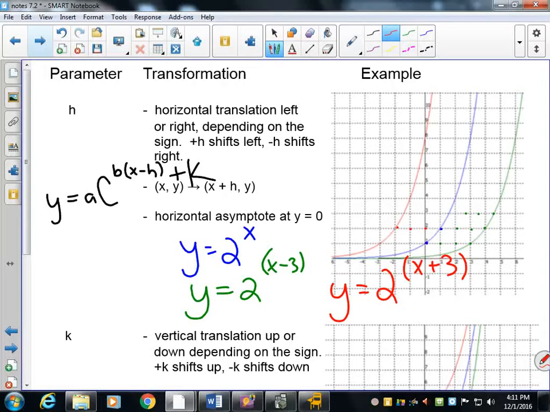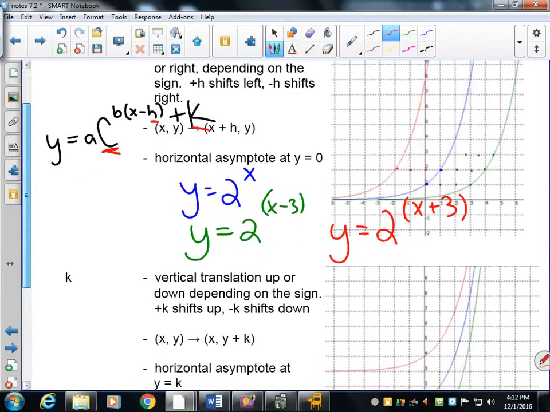Okay? So it's just like the A's, B's, and C's, but now they don't like to write the C's because of the fact that that is our constant. So we write it as H's and K's, just like we did with parabolas and stuff like that.